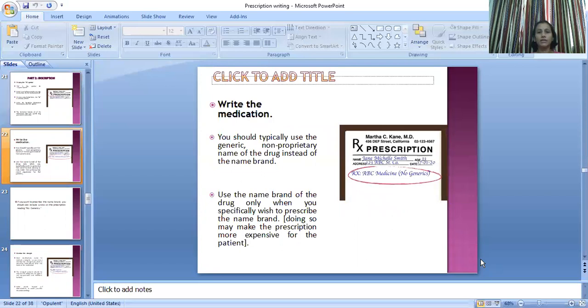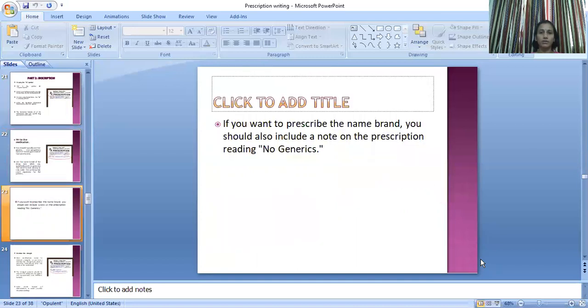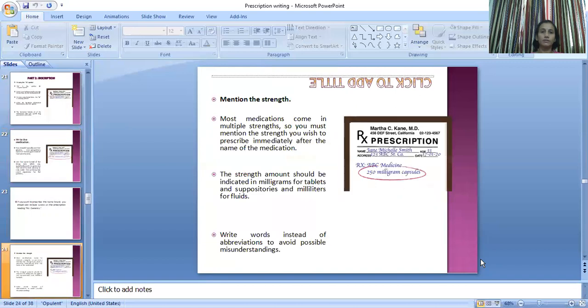Then write the medication. You should always use the generic, non-proprietary name of the drug instead of the brand name. We can only use the brand name when we want to specifically prescribe a certain brand of the drug, as it can be more expensive for the patient. If you want to prescribe the name brand, you should also include a note on the prescription reading no generics.